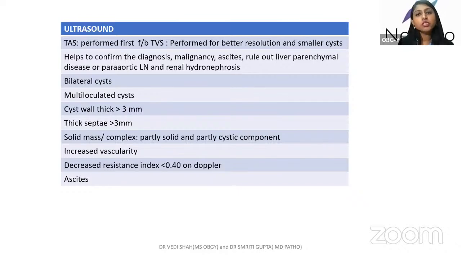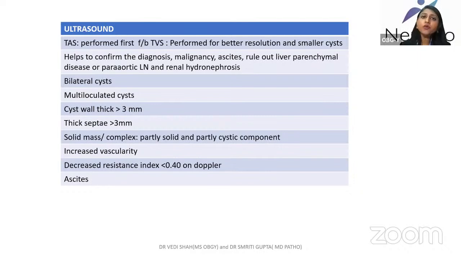Now, talking about the tumors, the chances of malignancy are high if on ultrasound you see bilateral cysts, or a cyst with a large number of loculi, or thickness in between the loculi of more than 3 mm, or a cyst wall more than 3 mm thick, or a combination of a solid mass along with a cystic mass. If there is a partial solid as well as partial cystic component, there is a high chance that this is a complex cyst, which carries higher malignancy chances.